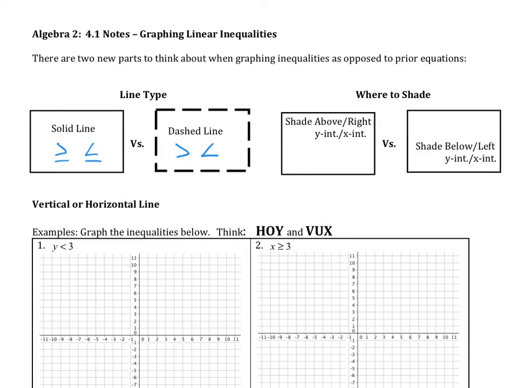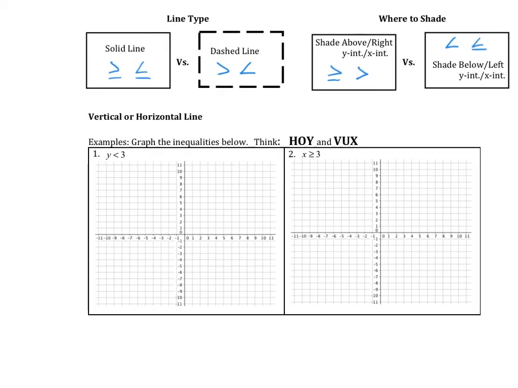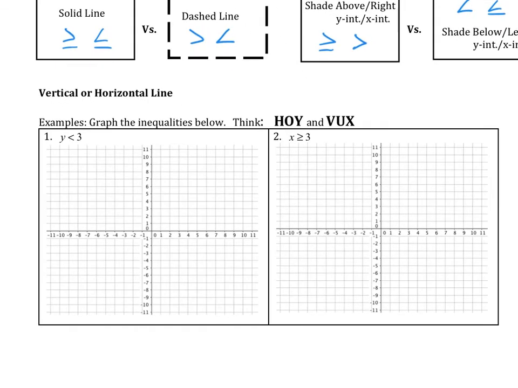The second thing that you'll need to know is where to shade. If you see the inequality symbols greater than or equal to or greater than, then that is telling you to either shade above or to the right. Okay? And then if you see the inequality symbols less than or equal to, then that is telling you to shade below or to the left of your line. Okay? So in the first example, in your practice in ALEX, they're just asking you to graph inequalities that are horizontal and vertical lines first, okay?